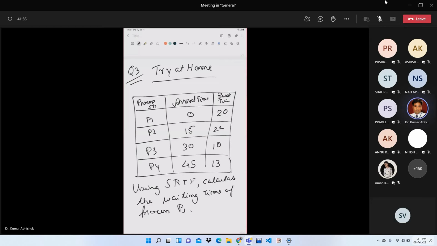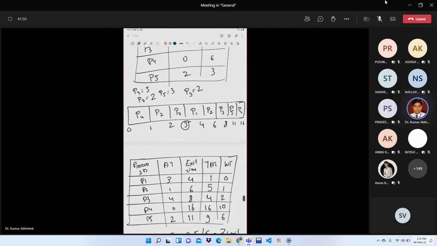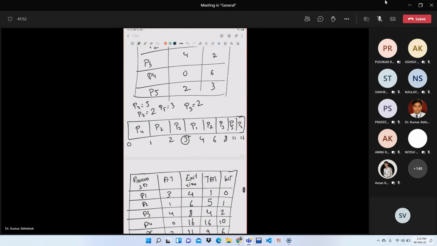Have you copied? Yes, sir. Sir, can you scroll up in the Gantt, sir, to the Gantt chart? This one. Yes, sir. Okay.